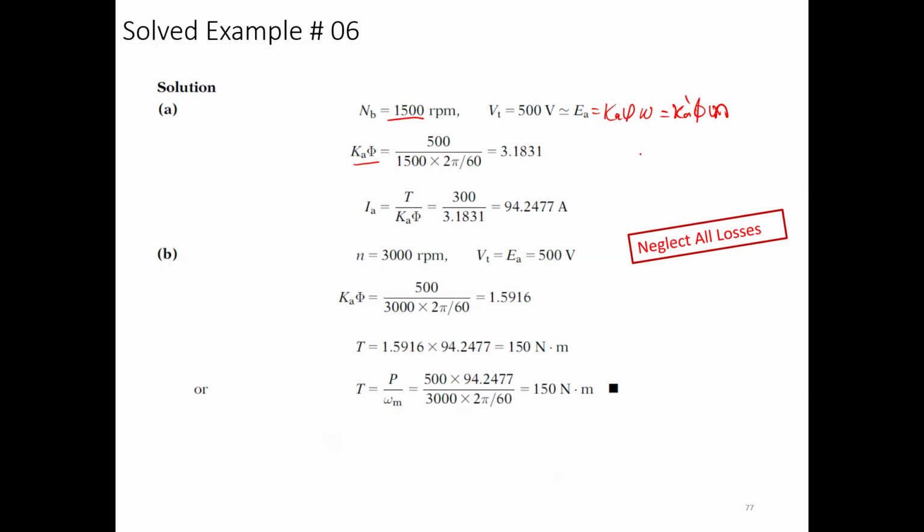Whatever the units. Here in this example we use RPM, so we multiply by omega in radian per second. So Ka phi is 500 volt divided by 1500 RPM times 2 pi divided by 60 to convert it to radian per second. So this is 3.18 volt per rad per second. Now we can calculate our current. Current equals torque divided by Ka phi, so 300 Newton meter divided by Ka phi. So this is the armature current.